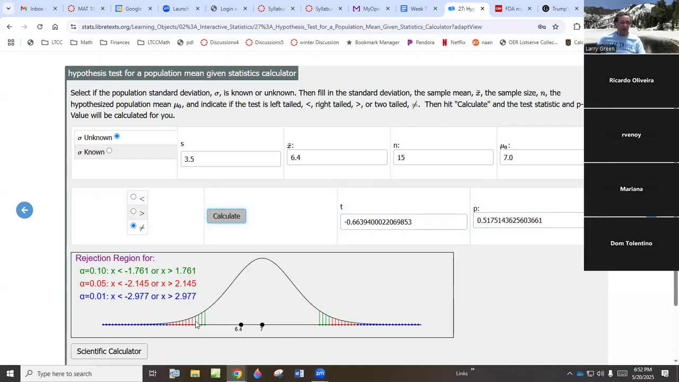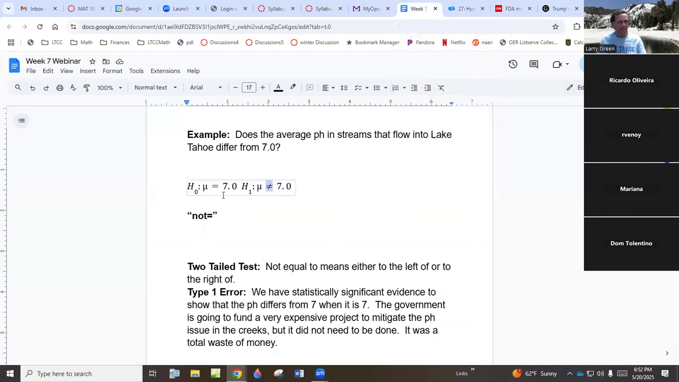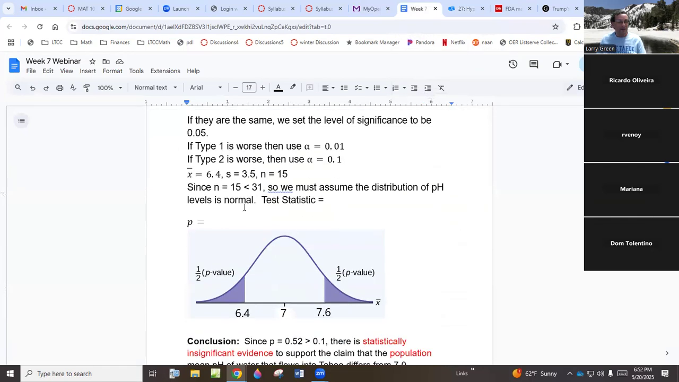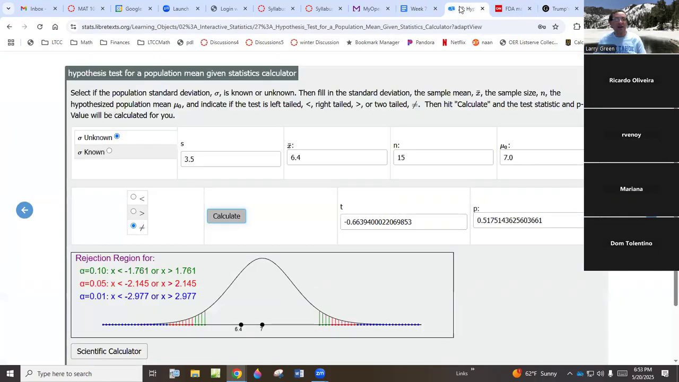If you're way over here, it's a much smaller number from both sides. So then you'll actually reject the null hypothesis. Okay, but here our p-value is 0.5175. Our test statistic is negative 0.6639. So negative 0.6639, and our p-value is 0.5175.